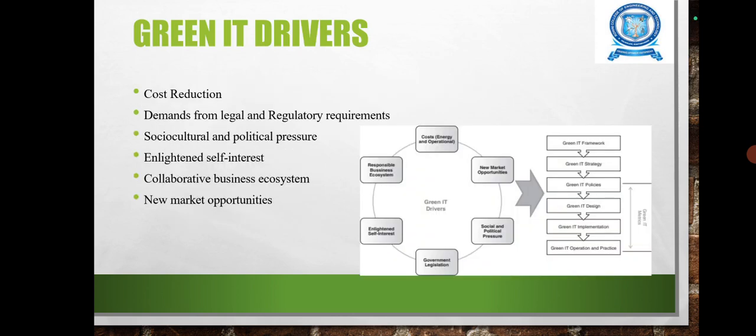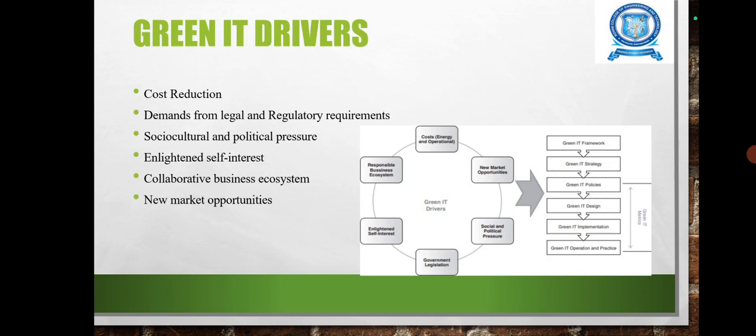Next one, we are going to see cost reduction. It provides an excellent driver for an organization to come up with a comprehensive green IT strategy. That means, from the result of a green initiative, what will happen? Cost reduction could be derived from minimizing energy consumption. It also comes from reducing the use of raw materials and equipment, and recycling equipment and waste.